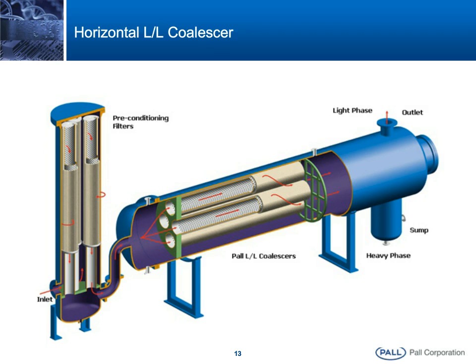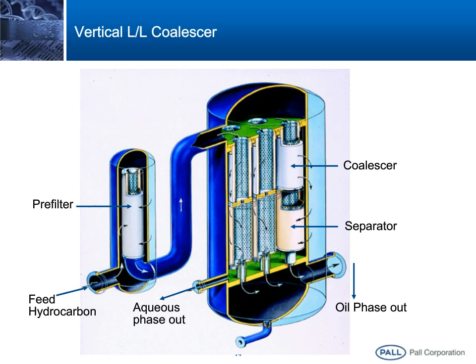Here is an example of a vertically mounted liquid-liquid coalescer with a pre-filtration stage ahead of it. In this case, you can see the coalescer on the right-hand side, and there is a device called a separator, which is located directly below the coalescer stage. This kind of configuration is used when your interfacial tensions are higher than 3 dynes per centimeter, and is typically used to remove water from oil.